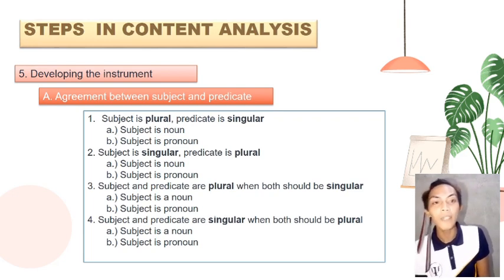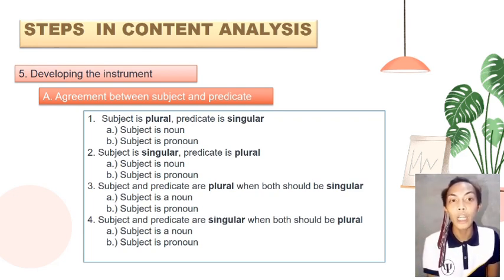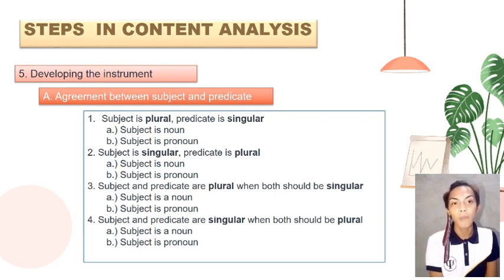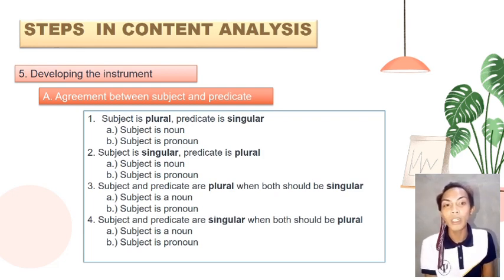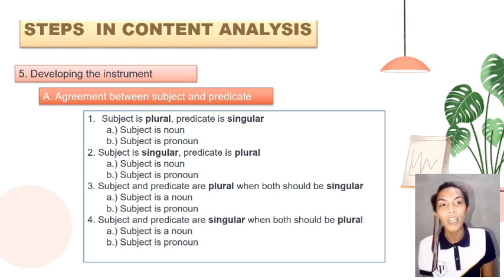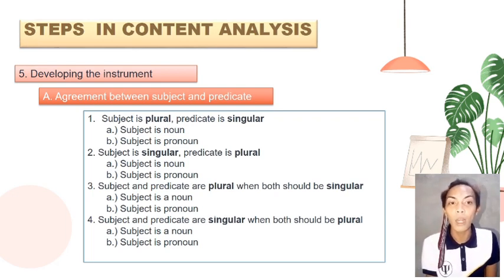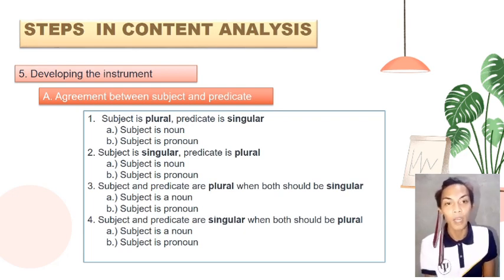So in number 3, the subject and predicate are plural, so both should be singular. But when the subject and the predicate in number 4 are singular, both should be plural. Then, of course, A, the subject is noun, and then B, the subject is pronoun.